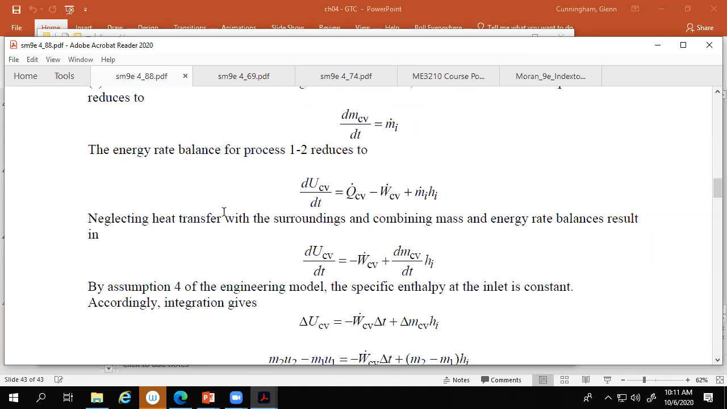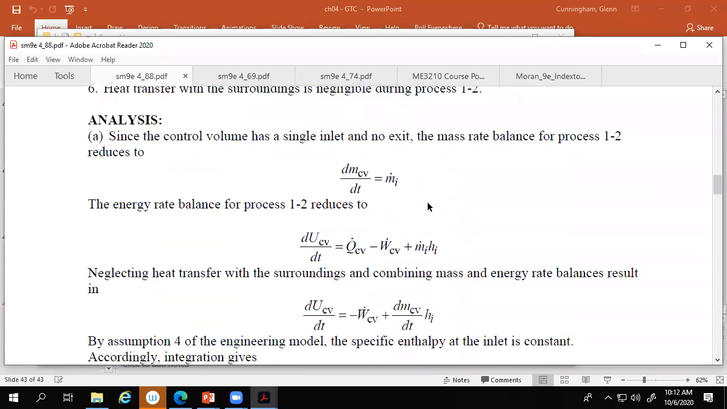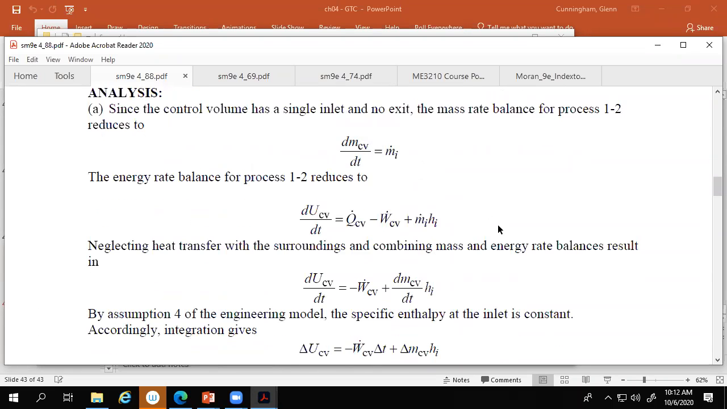for non-steady state. So here we've got the dUCV/dt, the change in internal energy of the control volume as a function of time, is equal to the rate of heat transfer minus the rate of doing work plus the mass flow in times the enthalpy in. So from the assumptions, you should be pretty good on writing those two. We've been doing a bunch of that. You just have to leave the transient term in it.